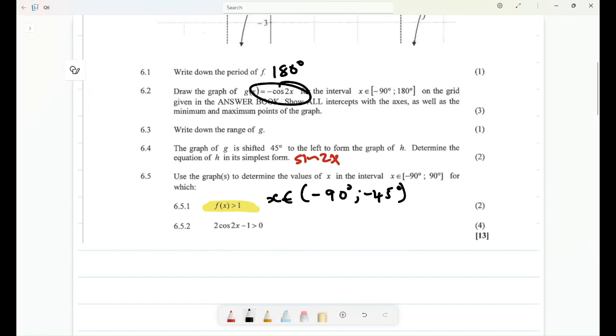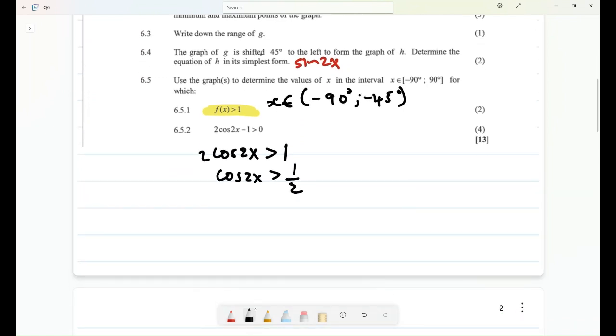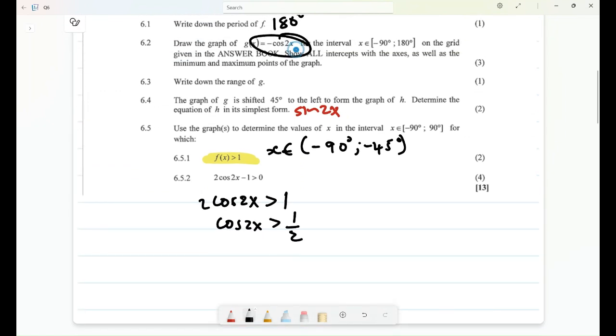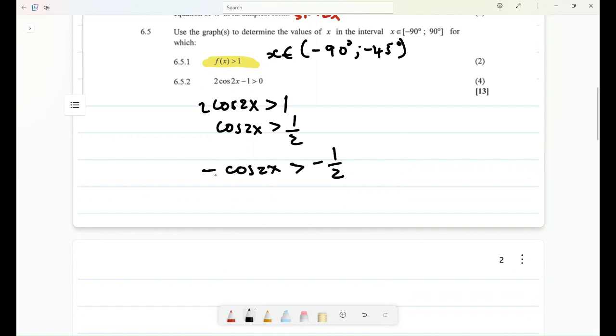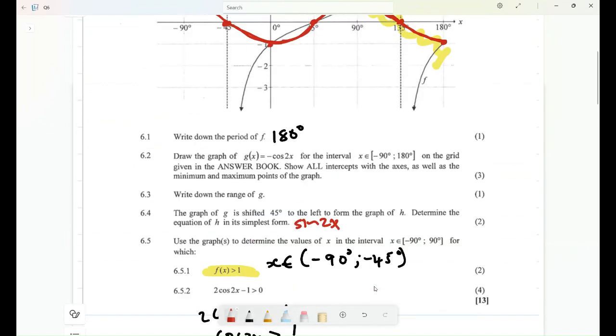Basically, I said 2 cos 2x is greater than 1, then cos 2x is greater than 1 divided by 2. But now can you see I have negative cos instead? So I just divide by negative. What I'm doing here is nothing wrong. It is still the same thing. Then now I can answer this question. The examiner is saying to me, where is g of x greater than negative half? Can you see that? Yes. Let's answer that quickly.